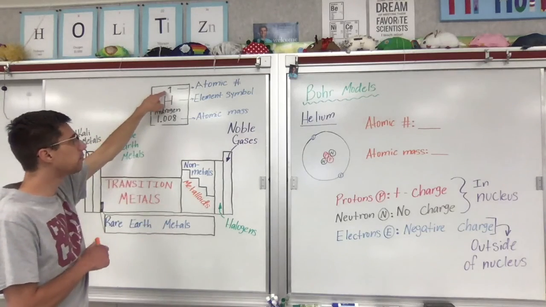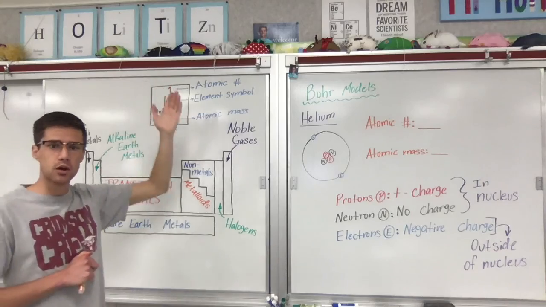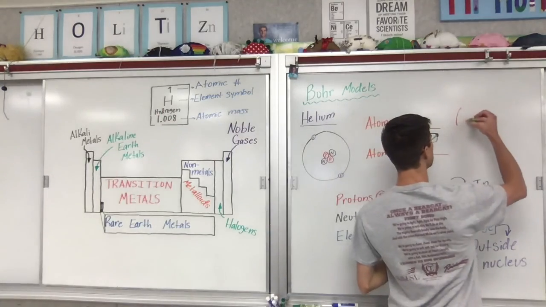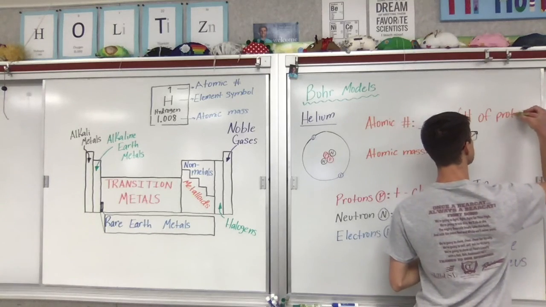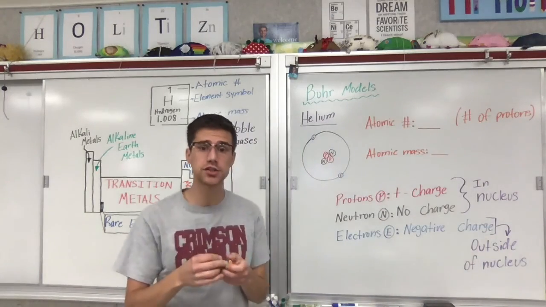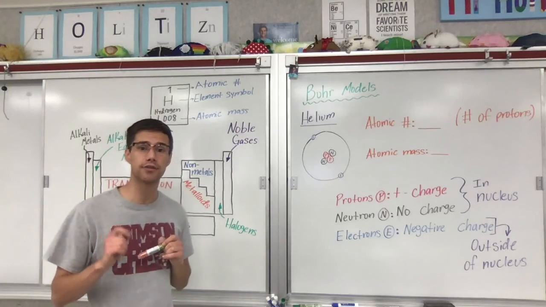Now, the number at the top refers to the atomic number. So what is the atomic number? Well, the atomic number is really just how many protons. So it's our number of protons. Now, why is it the number of protons? Well, protons determine the character, or protons determine the identity of that atom.